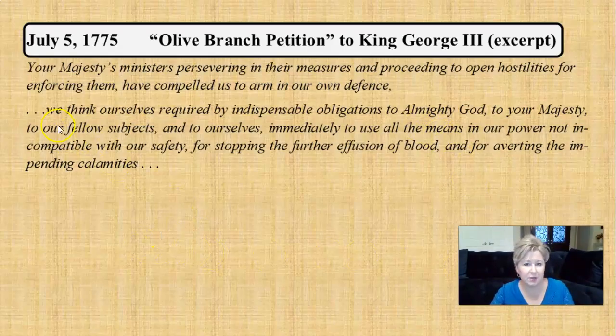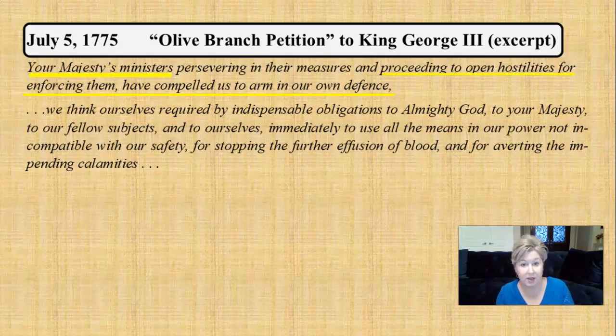So just a little excerpt, "Your Majesty's ministers." This is actually important because they initially want to be sure that they are explaining that this is defensive. We are not initiating this bloodshed. It's Your Majesty's ministers who have persevered in their measures, and they've proceeded to open hostilities for enforcing those illegal acts. And they've compelled us, they've forced us to arm in our own defense. Guys, I really do want you to get that you're going to see the founders over and over again explain the fact that they are only acting defensively. Why are they doing that?